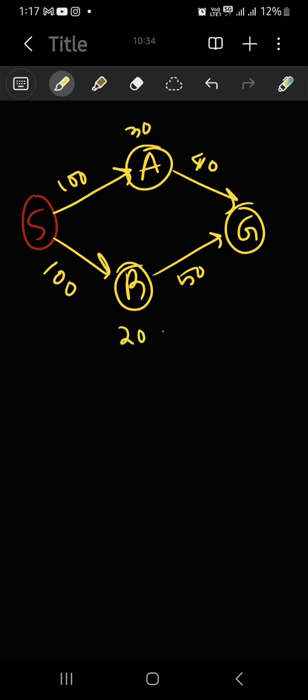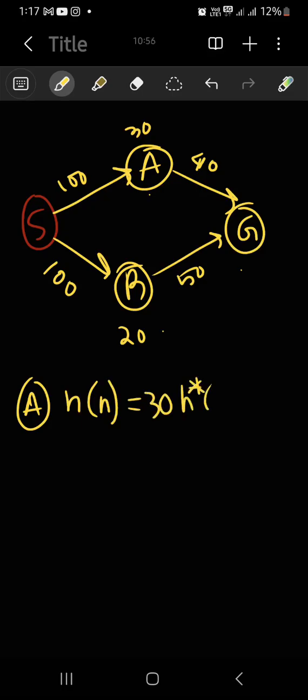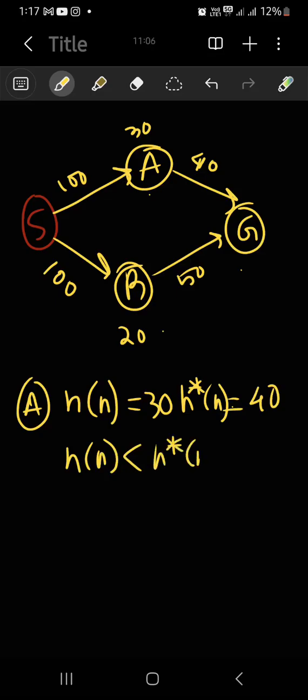Now tell me whether it is following the admissibility constraint or not. First of all, we will see for node A. The estimated cost of going from node A to node G is 30. Now can you tell me the actual cost of going from node A to node G? It is obviously 40, right? So the estimated cost is less than the actual cost, and for this vertex the admissibility constraint is satisfied.